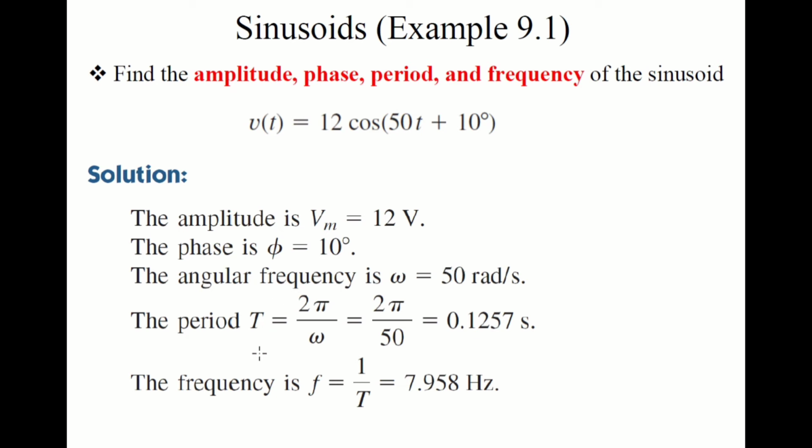To get f, you need to find the period T first. So T is equal to 2 pi over w. Inserting the angular frequency value into w, you get 0.1257, and convert it to frequency using this equation. Then you get the frequency is 7.958 hertz.